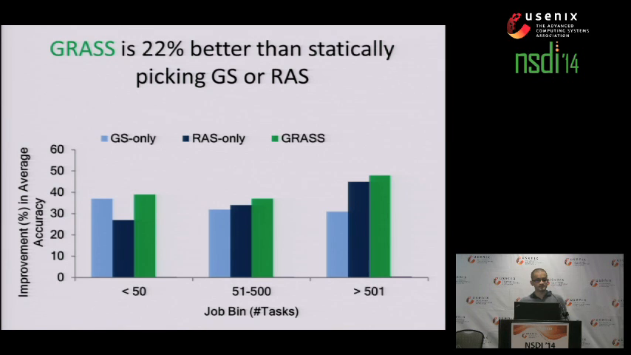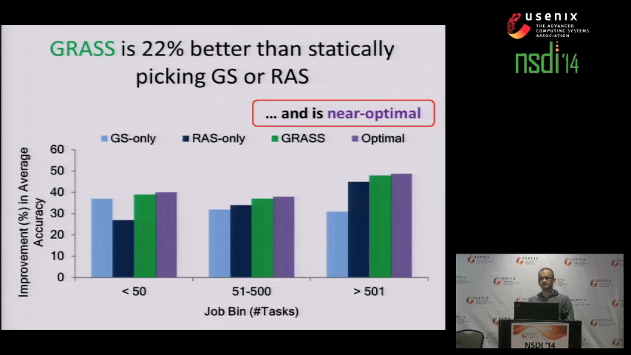In fact, GRAS is much better than statically picking just GS or RAS as well. This graph plots the gains that we see, where the gains are diced according to the size of the job, or job bins. And we see that in each of these job bins, GRAS is better than the best of the two options, the GS or RAS. And not only this, GRAS's performance actually matches an optimal.